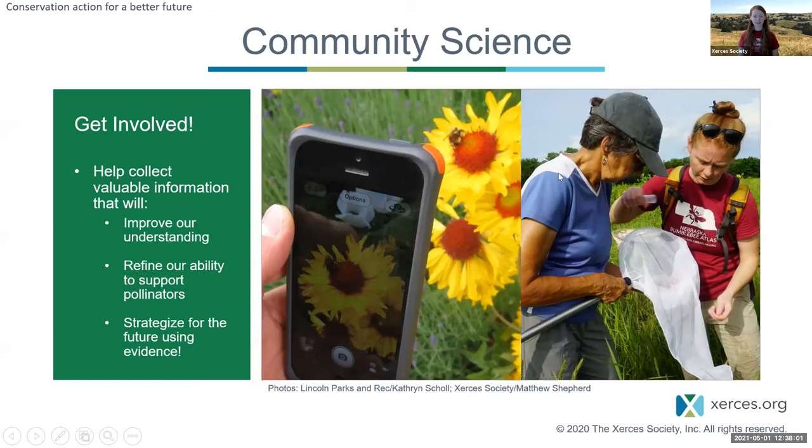And then lastly is getting involved in community science. And these are projects that allow you to take a direct step towards pollinator conservation, right? If you don't have the ability to put down habitat, one of the ways that you can help is by participating in community science, right? You can go out, you can conduct surveys and bring that information back to help us learn more about bumblebees. And the more we understand about bumblebees, the better we can start to prepare for that uncertain future. And we can refine our conservation actions to really make sure we're doing everything we can in the most efficient manner.